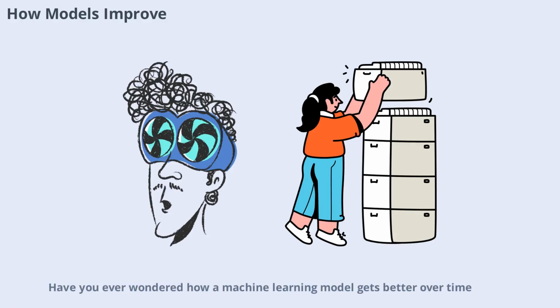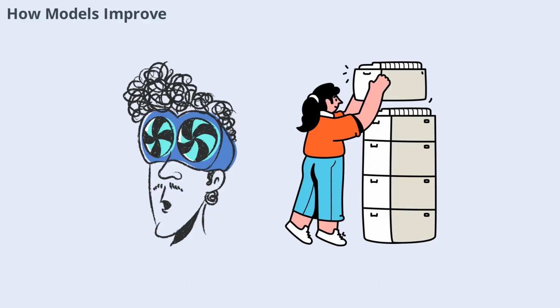Have you ever wondered how a machine learning model gets better over time? Just like humans learn from experience, machine learning models also evolve and improve as they encounter new data and situations. In today's rapidly changing world, data is constantly shifting. What works today might not work tomorrow as customer behaviors change, market trends shift, and new patterns emerge. So do we need to build models from scratch every single time?